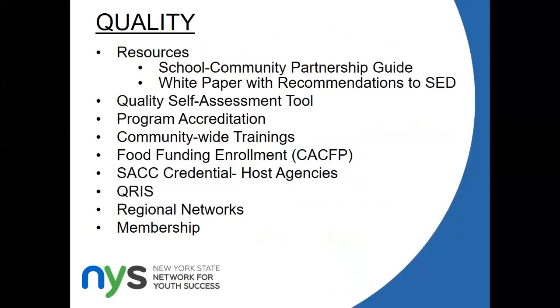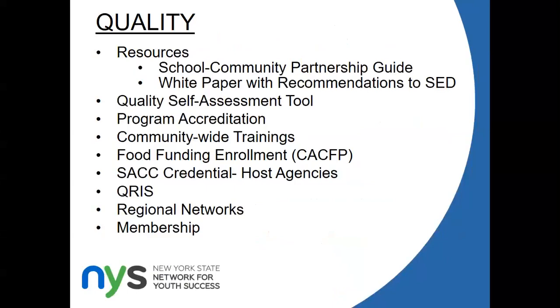This is not the only element of quality that we do. We have resources to support programs in terms of understanding how they fit in and why their work is important. We also do accreditation for after-school programs, school-age care programs across the state. We do community-wide trainings, including workshops and conferences. We help programs get involved in the Child and Adult Care Food Program.